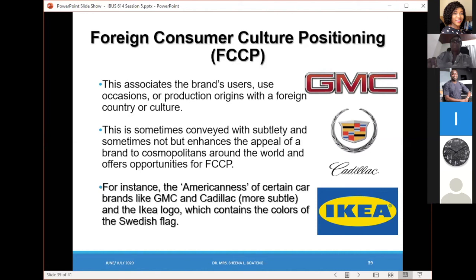And then we have where the foreign consumer culture is overtly communicated, in brands like IKEA, who actually incorporated the Swedish flag into their logo. When we look at the Swedish flag and we look at the IKEA logo, the colors are basically the same, signifying that IKEA is a Swedish brand and it is authentic Swedish furniture that you are buying when you go to IKEA. So that is a typical example of foreign consumer culture positioning.